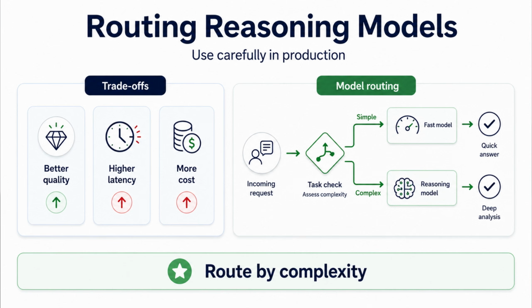But one important thing to understand here is that the reasoning models are not automatically the best option for every request, because they usually take longer, consume more tokens, and cost more, which means using them for simple content writing or lightweight classification tasks doesn't make sense. And this is why model routing becomes very important in the production system, because simple requests can go to faster and cheaper models, while more complex analysis can be routed to the strong reasoning models only when the deeper thinking is actually needed.